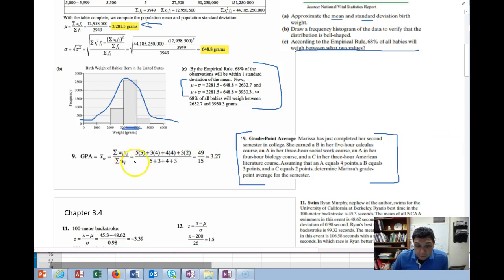For this one, you would just plug it in, and you get 3.27. You can't use StatCrunch on this one. You have to do this one by hand or calculator. Remember, this is the sigma notation. Just add them all up and then divide. That's it.